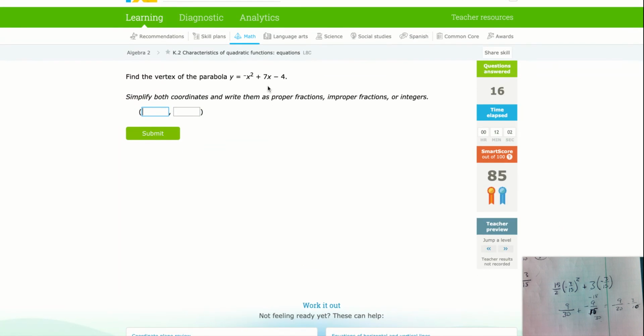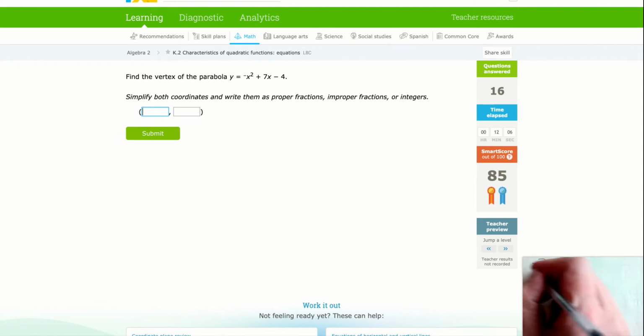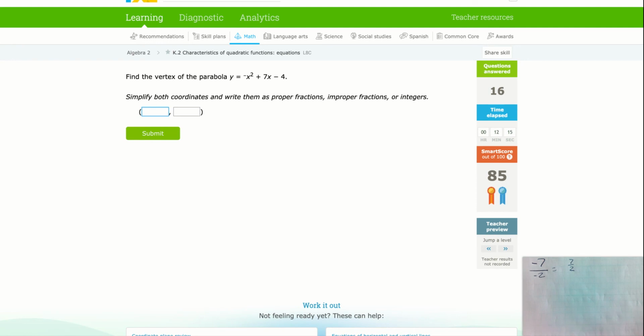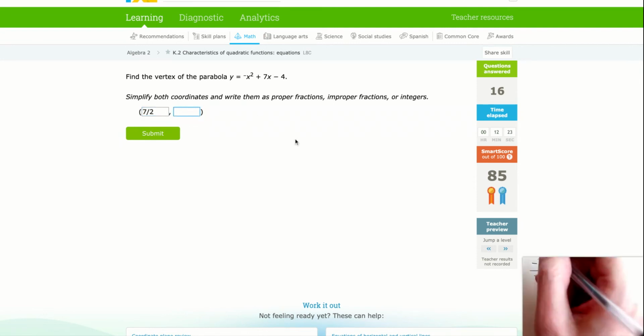Here, find the vertex. Okay, I got to do my minus b over 2a. Minus b, that's minus 7 over 2a. A is a negative 1, so 2a would be a negative 2. So that's going to actually be 7 halves. And so my vertex has a 7 halves x value. And then I got to plug that back in to find the y value.